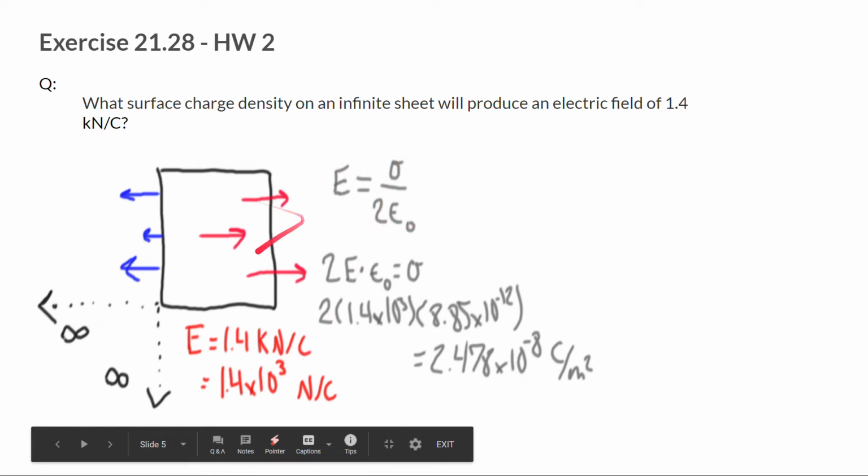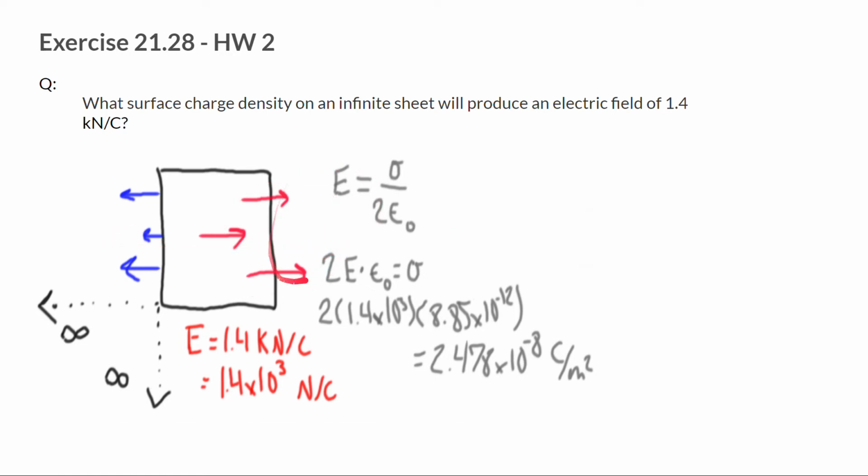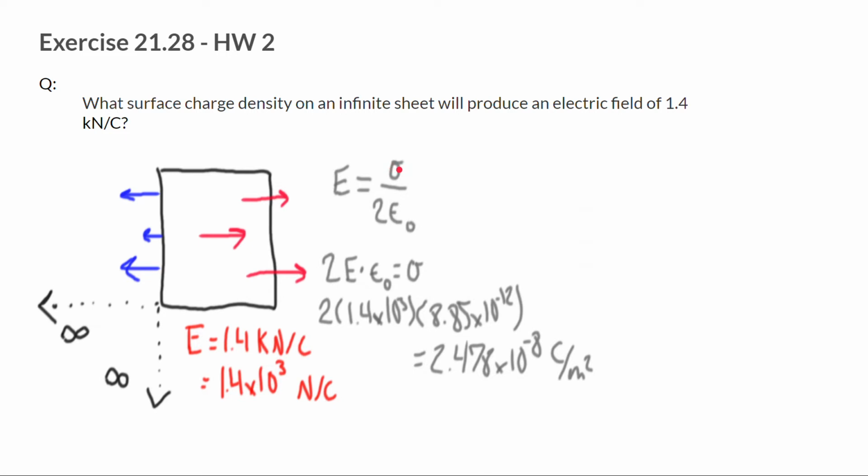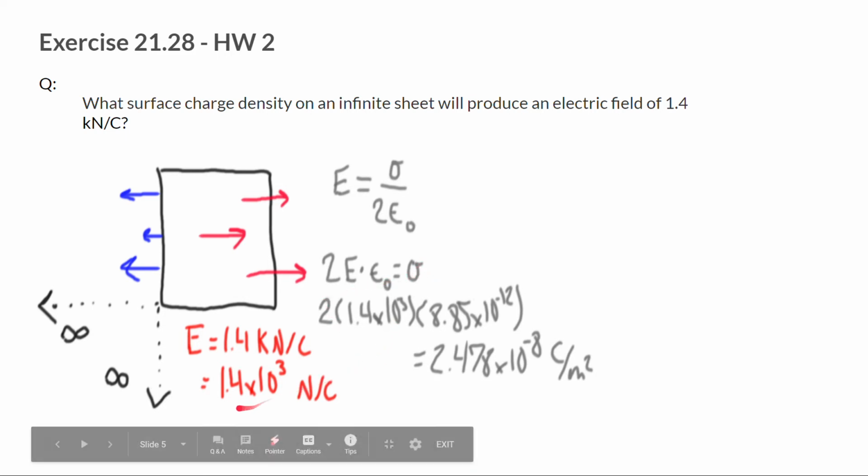But again, you use that equation because it only wants one side. For this example, we used red, which is why I wrote red here. E is equal to the surface charge density divided by 2 epsilon naught. Well, you rearrange to solve for the surface charge density as it asks, and so you get 2E multiplied by epsilon naught is equal to the surface charge density. So 2 multiplied by your E value, 1.4 times 10 to the third, multiplied again by your epsilon naught value of 8.85 times 10 to the negative 12th, and you get 2.478 multiplied by 10 to the negative 8th coulombs per meter squared.